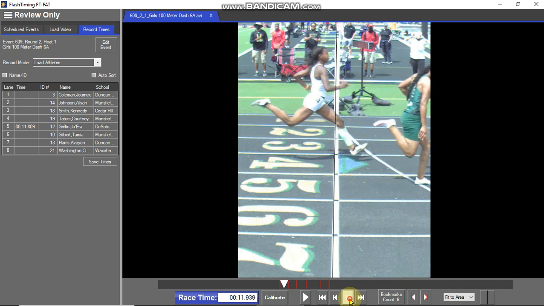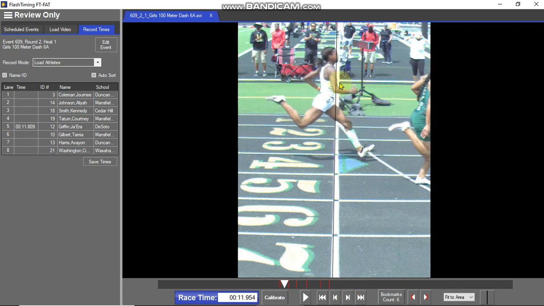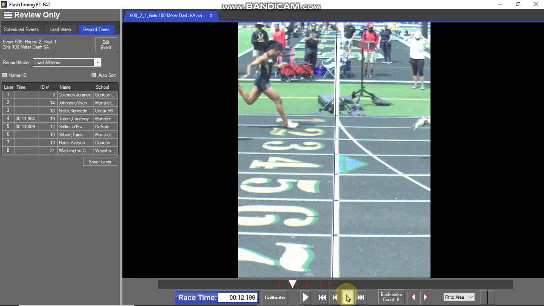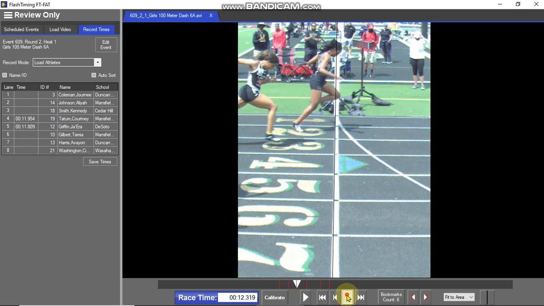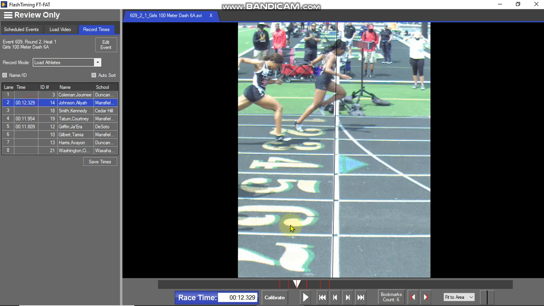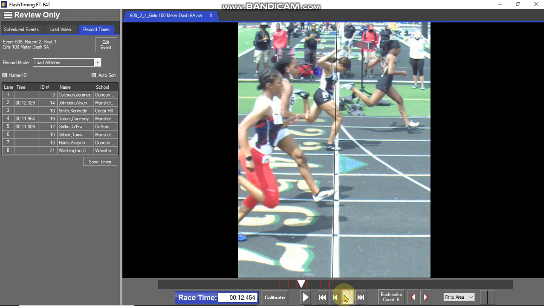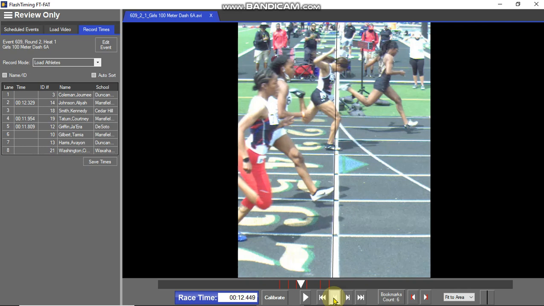Move to lane 4. She is at the finish line. Her torso is at the finish line, so that's lane 4. Here comes lane 2. Lane 3. She is right there, so lane 3.